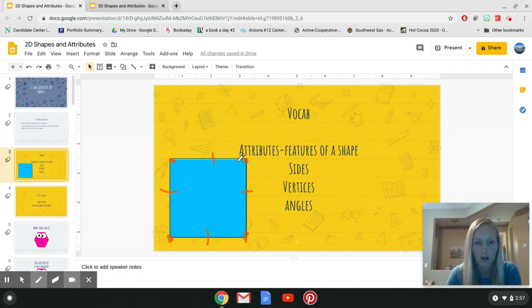And then I'm also looking at angles. Angles are where the space between the sides. Right here we've got 1 angle, 2 angles, 3 angles, and 4 angles. So when we're looking at the attributes of a square, we know that it has 4 sides. All the sides are equal as well. They're all the same size. And we know it has 4 vertices and it also has 4 angles. So those are the attributes of this shape.